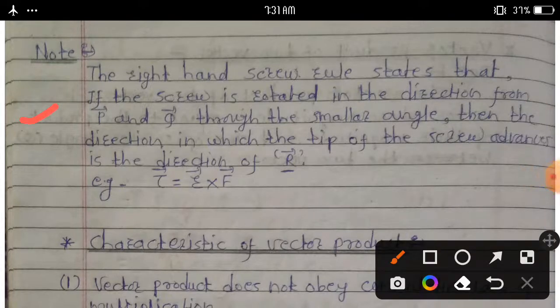Right hand screw rule. The statement of the right hand screw rule: if the screw is rotated in the direction from p bar to q bar through the smaller angle, then the tip of the screw advances in the direction of r bar. For example, we consider tau bar is equal to r bar cross f bar. This is the best example of the right hand screw rule.